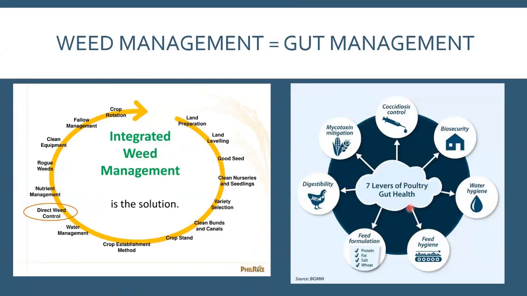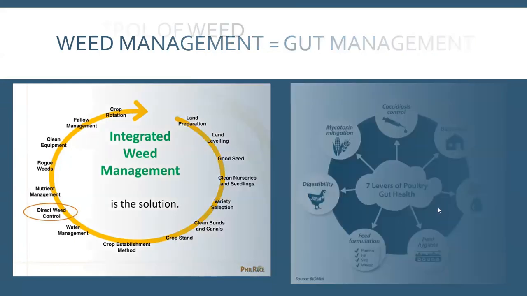in that we have several factors to consider. For example, we consider feed formulation, the contents of the feed. We make sure that coccidiosis is under control. We have mycotoxin mitigation, biosecurity in the farm. We also consider water hygiene, feed hygiene, and of course, we consider a lot of products to improve digestibility of our feed and feed ingredients. So weed management is almost similar or relatable to gut health management.